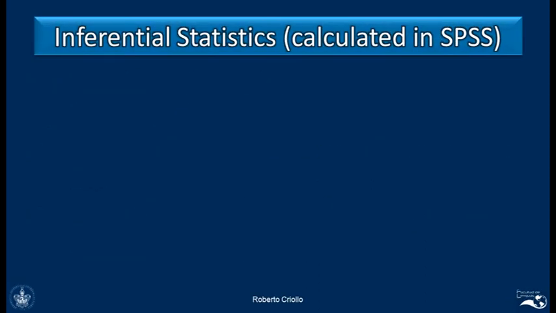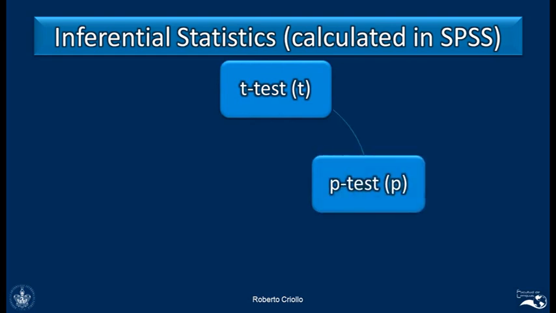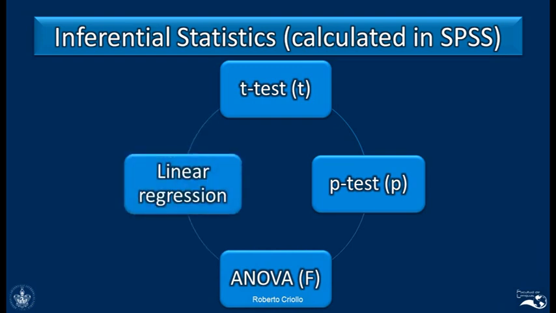A final important part of the analysis of experimental research are inferential statistics, which are obviously calculated in SPSS. First of all, we need to calculate a t-test, or a t. We can also calculate a p-test, called also p. We can run an analysis of variance, which is called an F. And we can perform a linear regression.